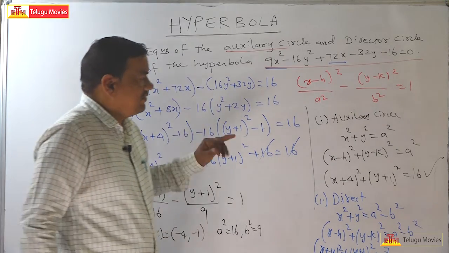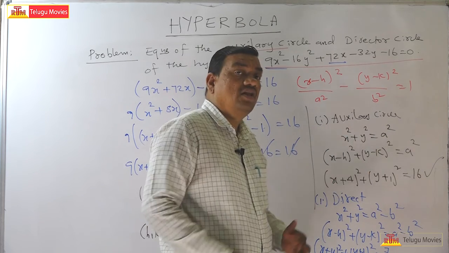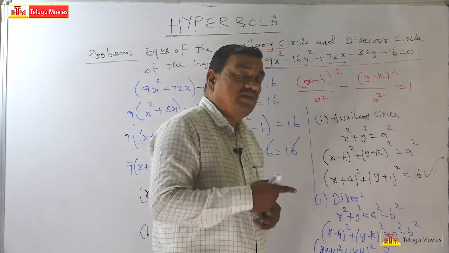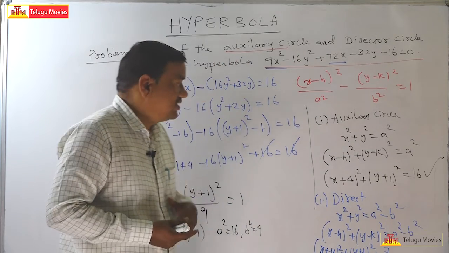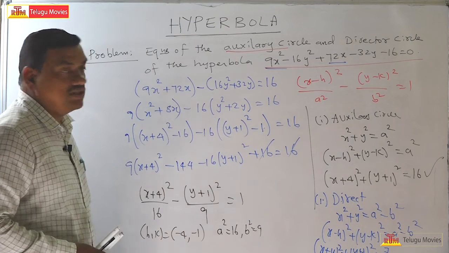So from this problem, what you have to observe is that for the auxiliary circle, in place of x, substitute x minus h, and in place of y, substitute y minus k. I hope that you understand this solution.